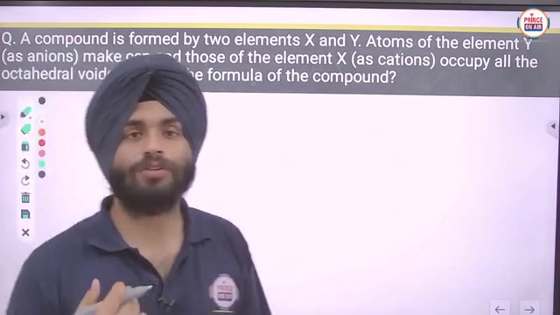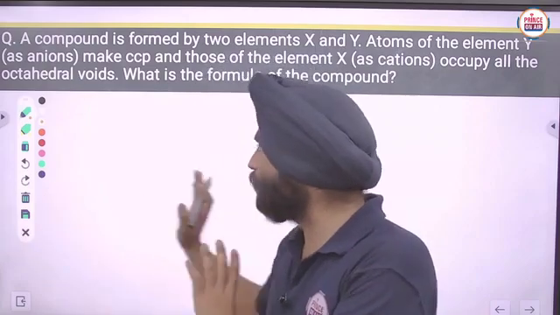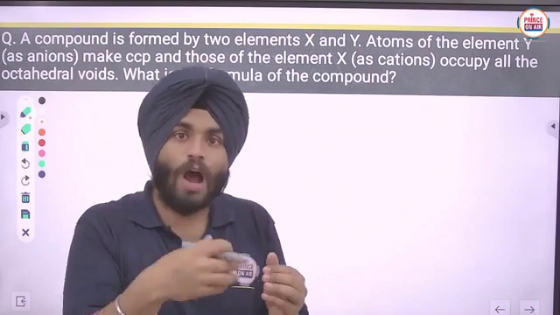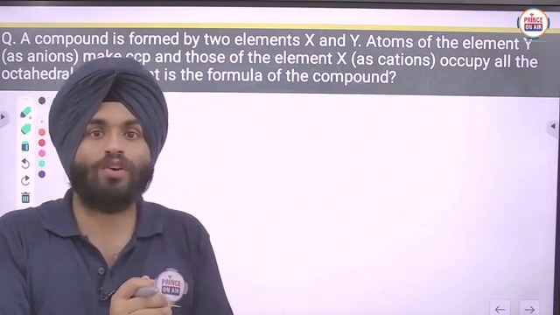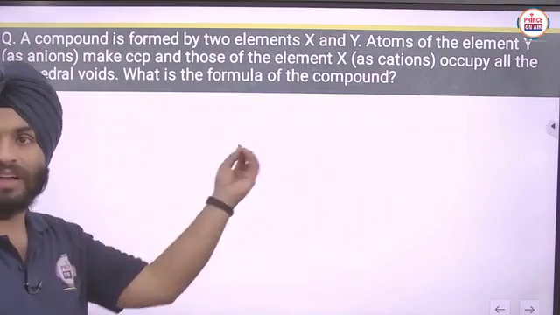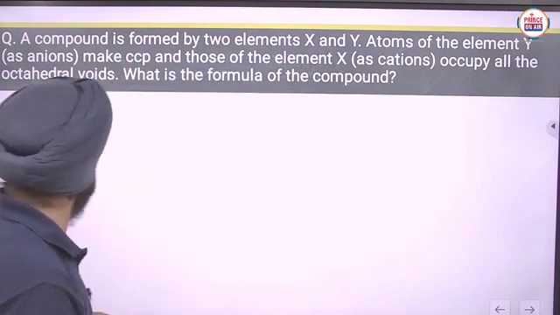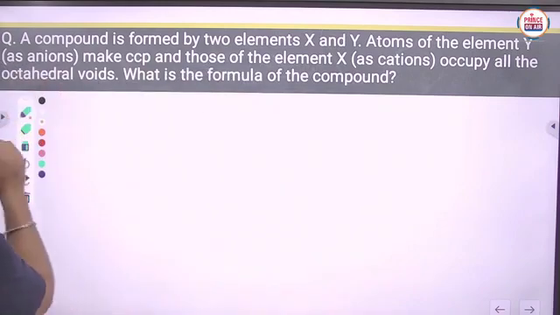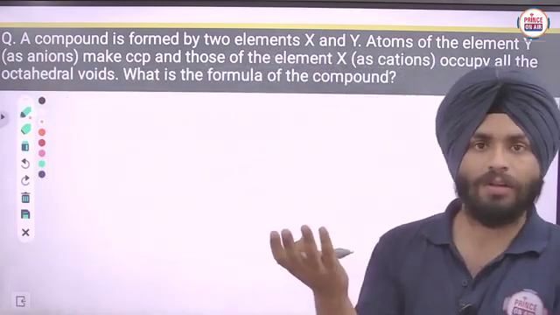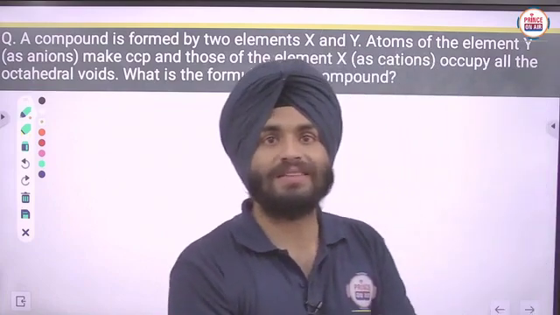Last time some students were having doubt about how I am just solving that numerical in a rough manner, and how in the exam we have to attempt that question in numerical form. That I will show you in the next slide also, but in this case I am just telling you in the rough manner. So the question is, the compound is formed by two elements X and Y. Atoms of elements Y make the CCP.